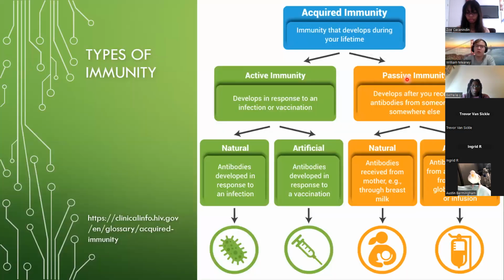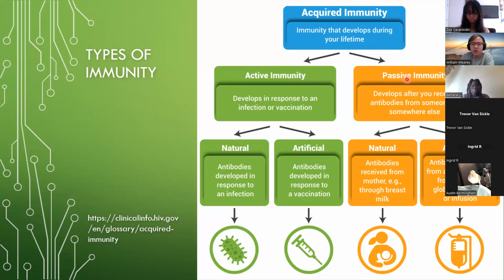Now, vaccine development. There are 2 types of immunity: active and passive immunity. Active immunity is developed in response to infections or vaccinations, whereas passive immunity comes from somewhere else. An example of passive immunity could be getting an antibody treatment injected into you. Or if you're a baby, you get your mother's antibodies through breast milk or through the umbilical cord before you're actually born.